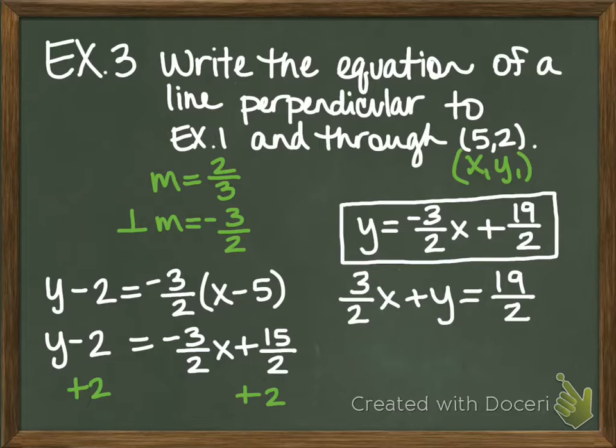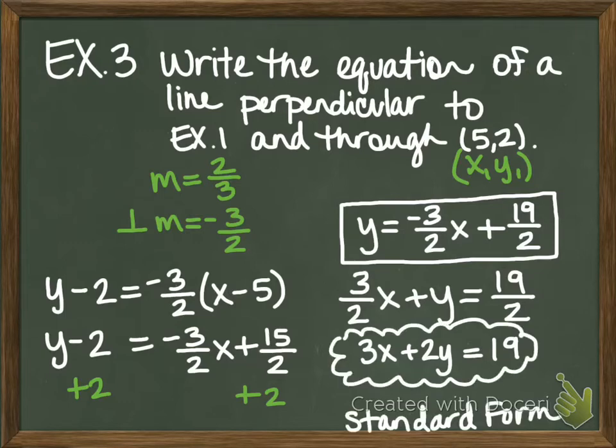Now we don't want any fractions, so to clear out the fractions, we're going to multiply everything by the greatest common denominator, which will be 2. When I multiply everything by 2, the 3 over 2 times 2 will become 3x, plus 2 times y will be 2y. 2 times 19 over 2 will just become 19. So now this is in standard form. X's and y's are on the same side, x is positive, and there are no fractions.